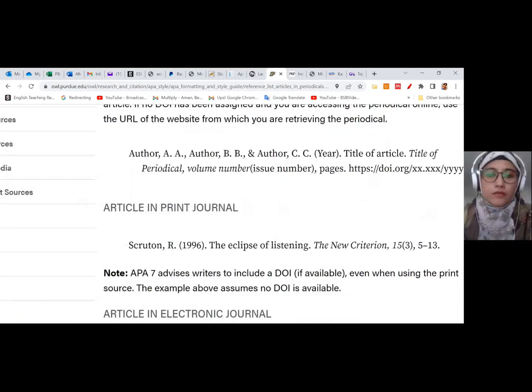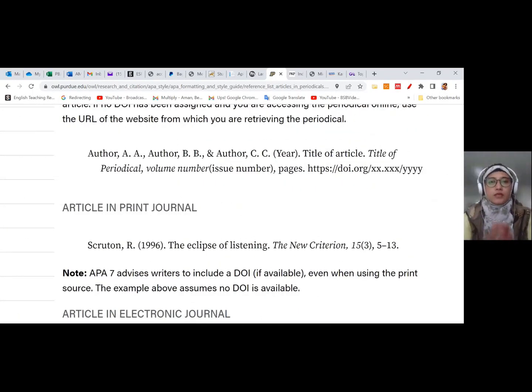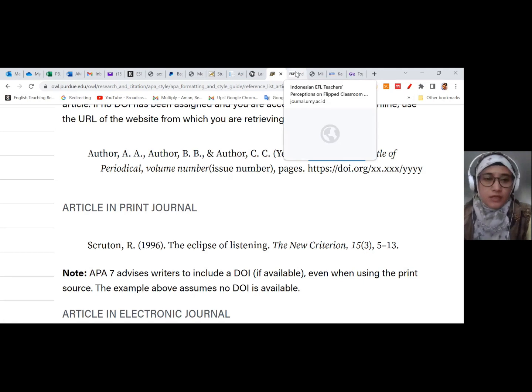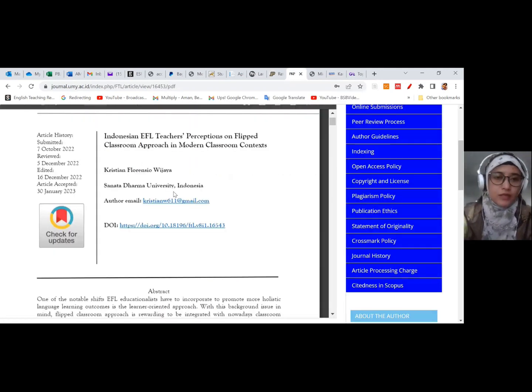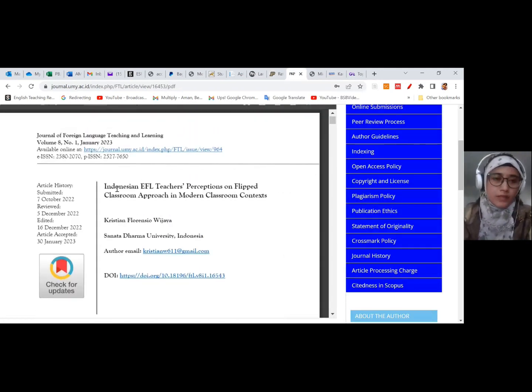So if you are experienced in this, you will remember what information you need. Okay, remember that the information that we need is, first, the author's name, the year, the title of the article. You need to understand what it means by title of the article. Let me show you here. So this is an example of a journal article. This is the title of the article.